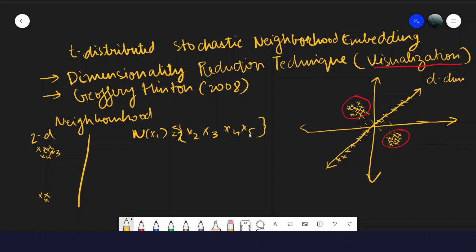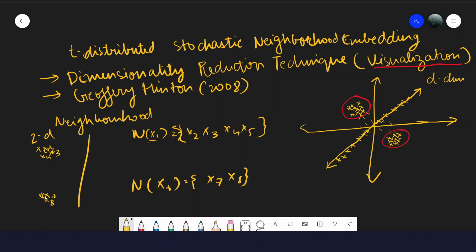So the neighborhood is basically all the points that are in close proximity to the point x1. Similarly, if I have x6, x7, x8 over here, the neighborhood of x6 will be x7 and x8, because these points are close by. I can't say that x4 is in the neighborhood of x6, because these points are very, very far away in the data set. So this is what the neighborhood is. Basically, if the distance between two points is small, we can say they are in each other's neighborhood.